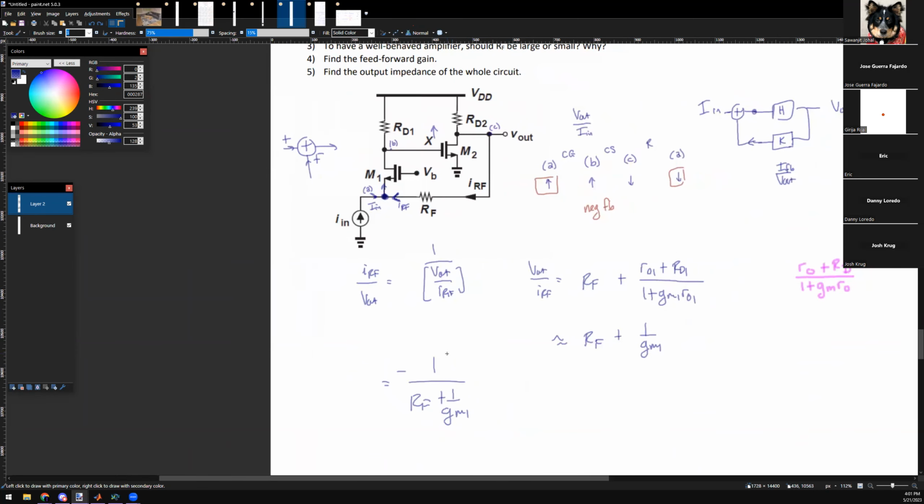Okay, does that answer your question? I guess the answer to the question is that you disable the input, you break open the loop, and yes, it's the current seen by this guy. Or it's the voltage-current relationship, and I just used impedance on this open loop path. And I got this. Is that fair? Mm-hmm. Josh? Okay.